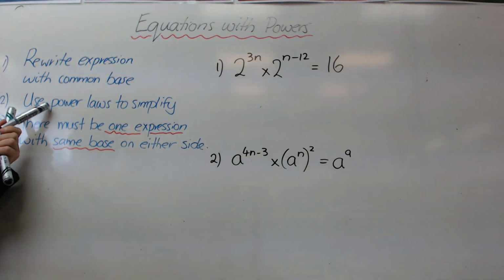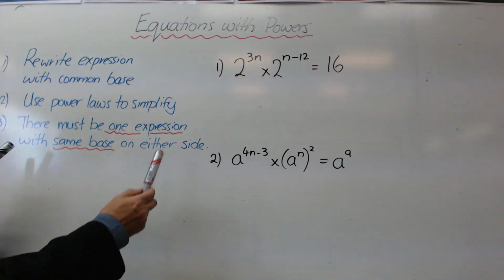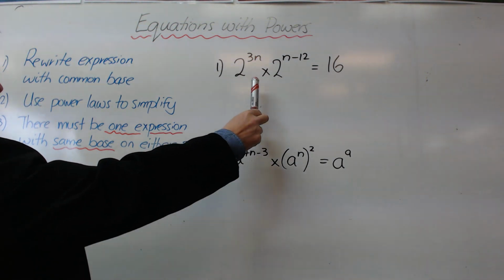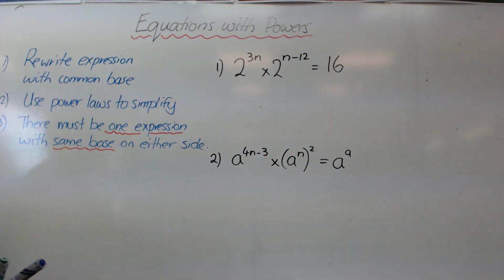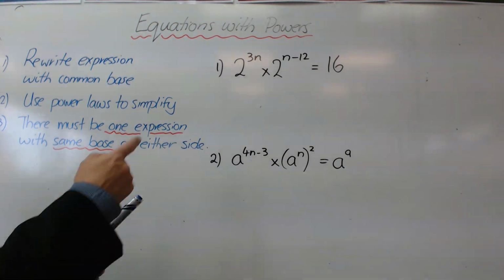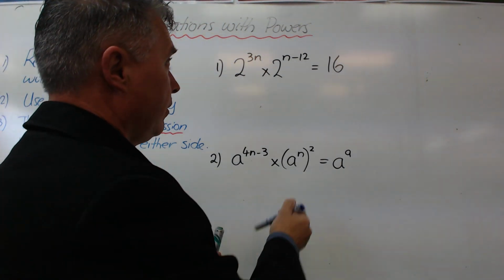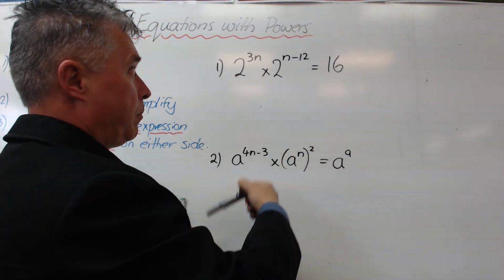Then I use the power laws, the indice laws, to simplify. And then I have to have expressions on both sides, at least one expression with the same base on both sides, to finish. Okay? And then I can show you how to solve it. So we'll do it step by step so you can see how I do it. First rule here is when we're multiplying the same base, we add the powers.